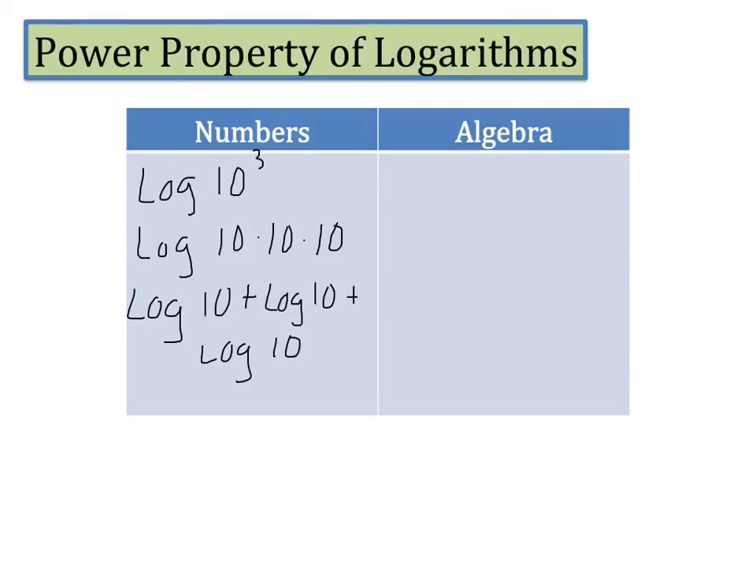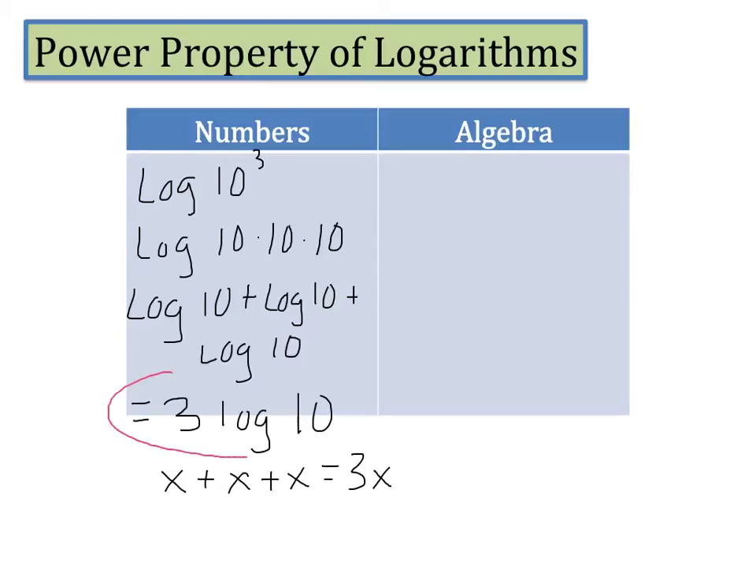So technically what I have here is log 10 added 3 times. So what I can do is I can say it's just 3 times log of 10, since I have 3 log 10s that are being added together. It's like if you had x plus x plus x, you can just say that's 3 times x. But we don't necessarily want to do all these steps out in the middle. So let's look at our final expression and our beginning expression.